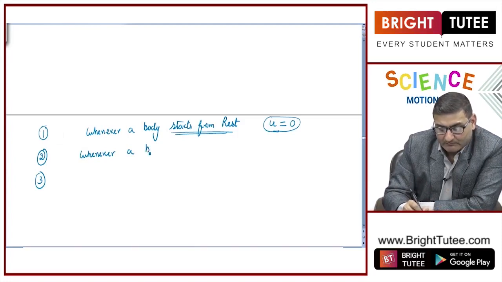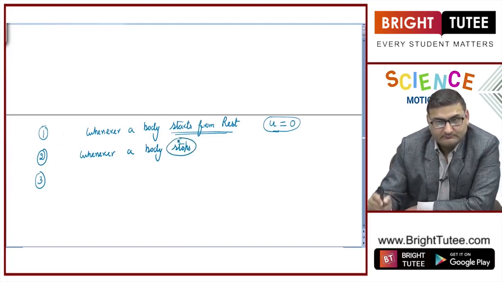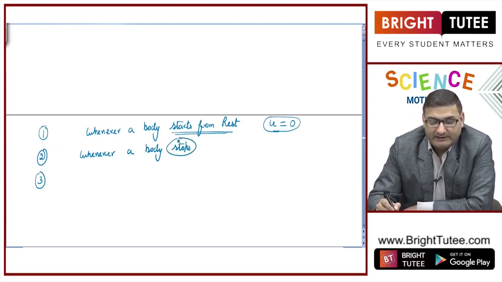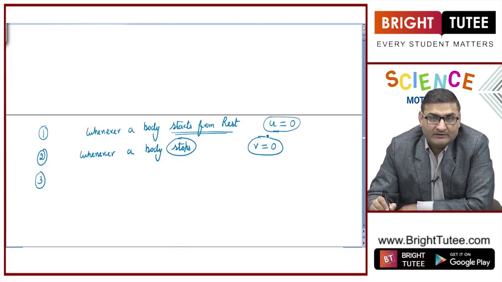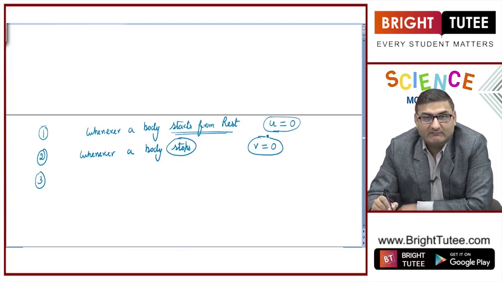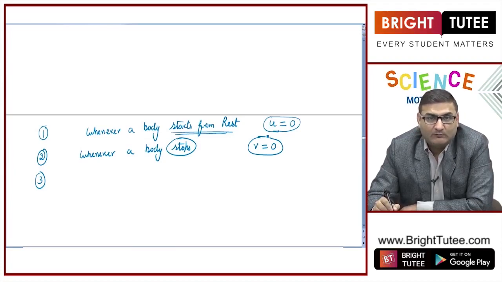Now, in any question, whenever a body stops, then in that case its final velocity is taken to be 0. The body is stopping means it was initially moving, it was having some initial velocity, but by applying brakes it stopped, or by some opposing force it stopped. And once it stops, the final velocity is 0.